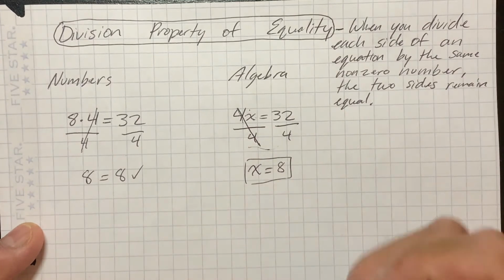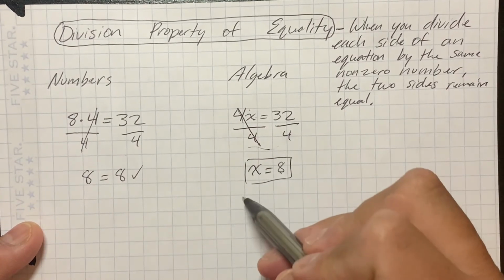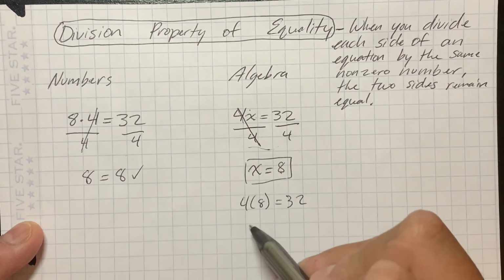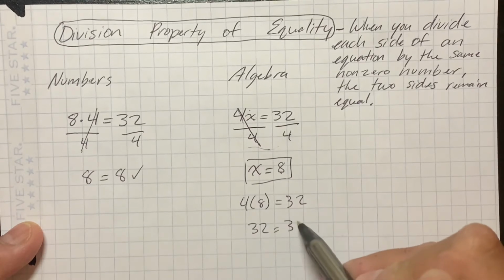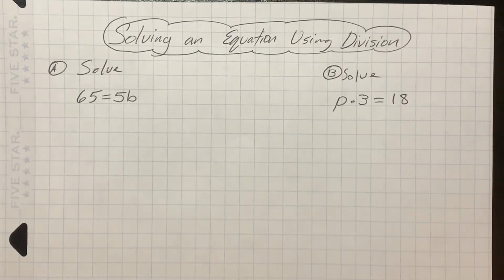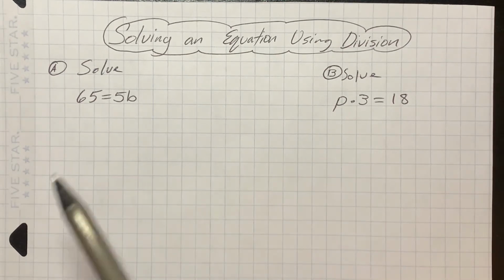Now let's check this. So if we substitute 8 for x and rewrite the equation, 8 times 4 does equal 32. And 32 is equivalent to 32, and that checks. Now we're going to go ahead and solve these two problems. So we're going to solve these equations using division. So we have two problems we're going to solve.